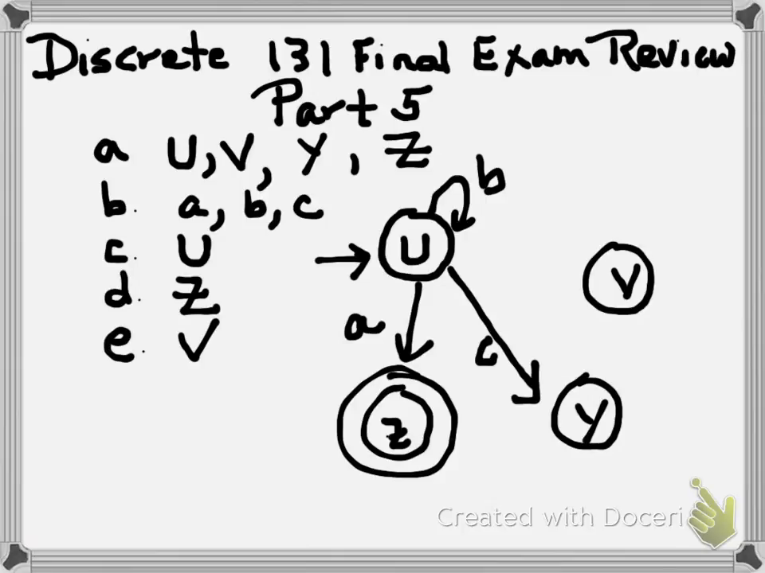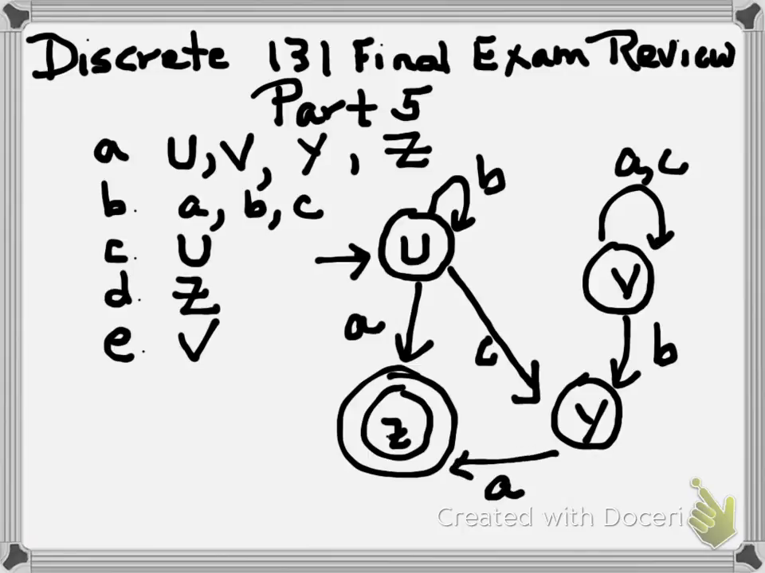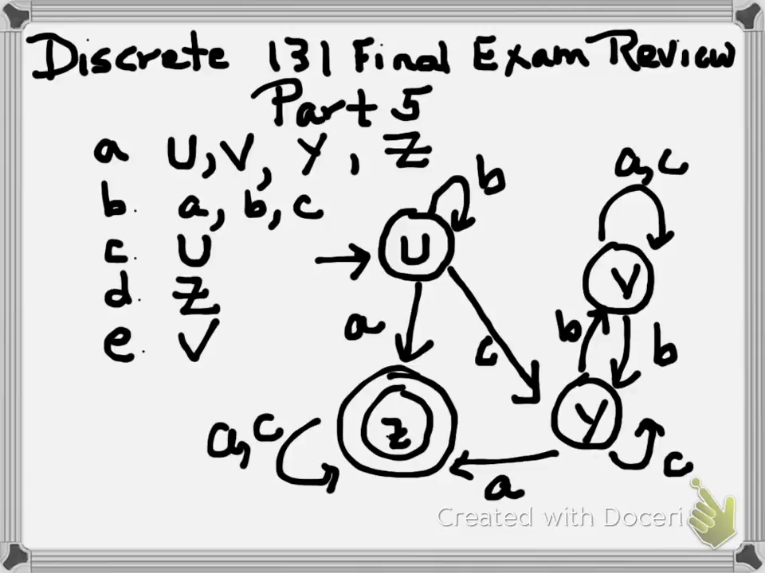V with an input of A and C stays at V. And with an input of B goes to Y. Y with an input of A goes to Z. And with an input of B goes to V. And with an input of C stays at Y. And Z with an input of A and C stays at Z, but with an input of B goes to Y. And that's a transition diagram.